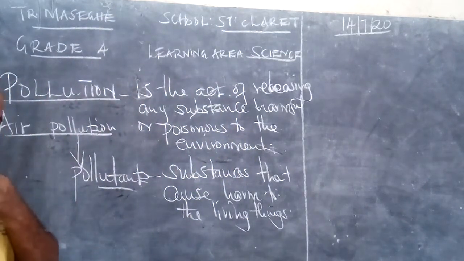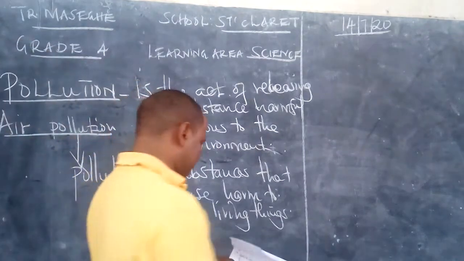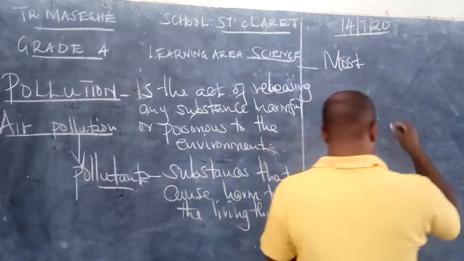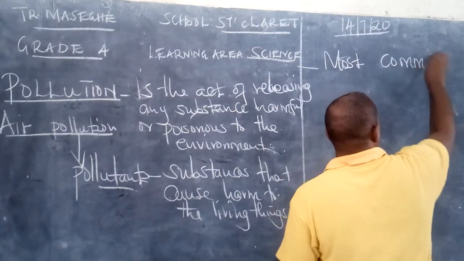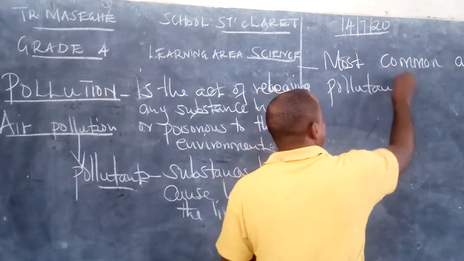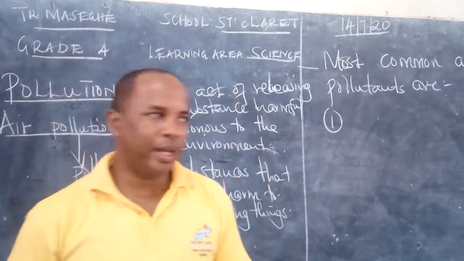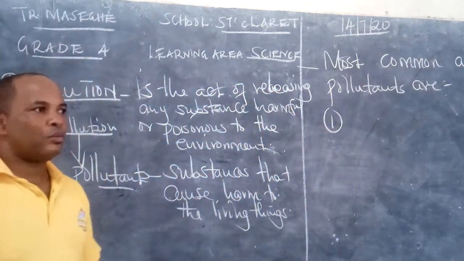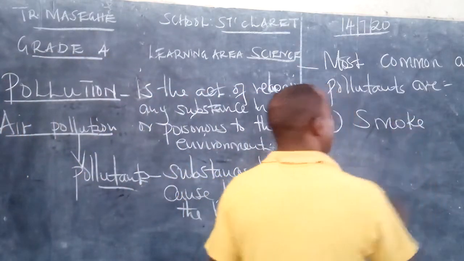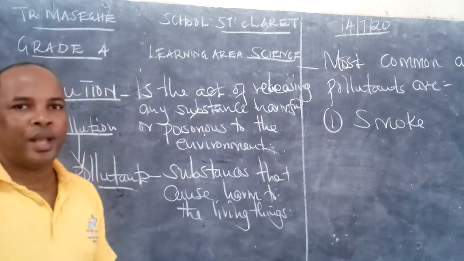Now, what are the most common air pollutants that we can name? The one that we know in our homes is smoke. Now, how does smoke become an air pollutant, or how is it an air pollutant?